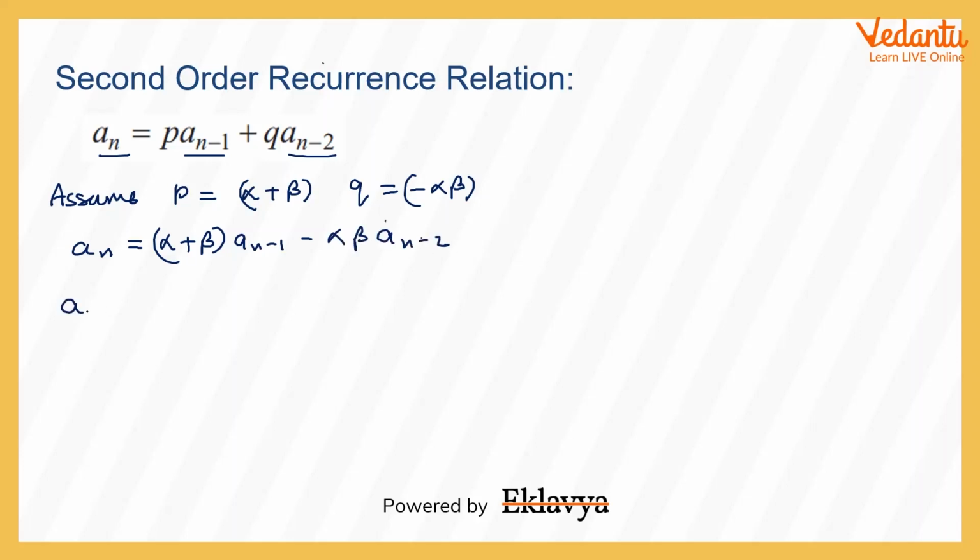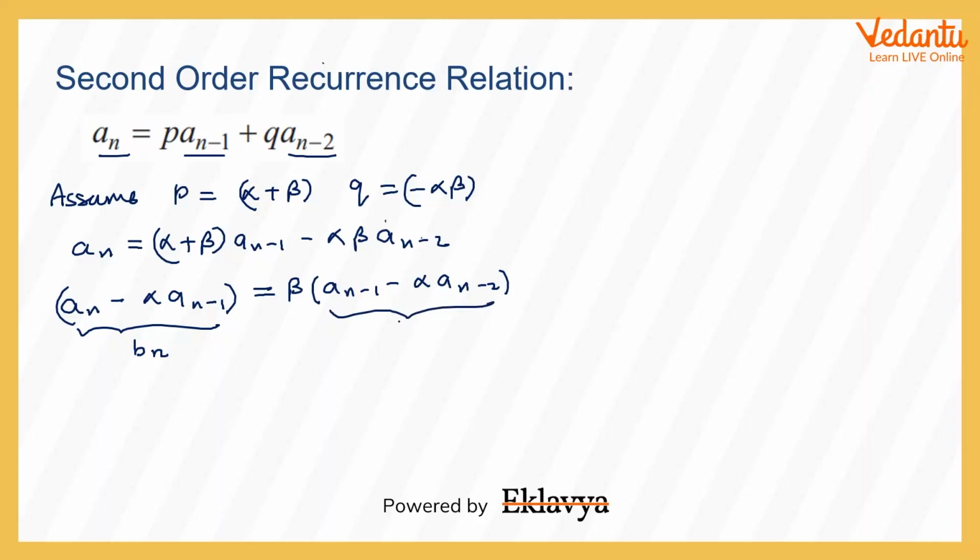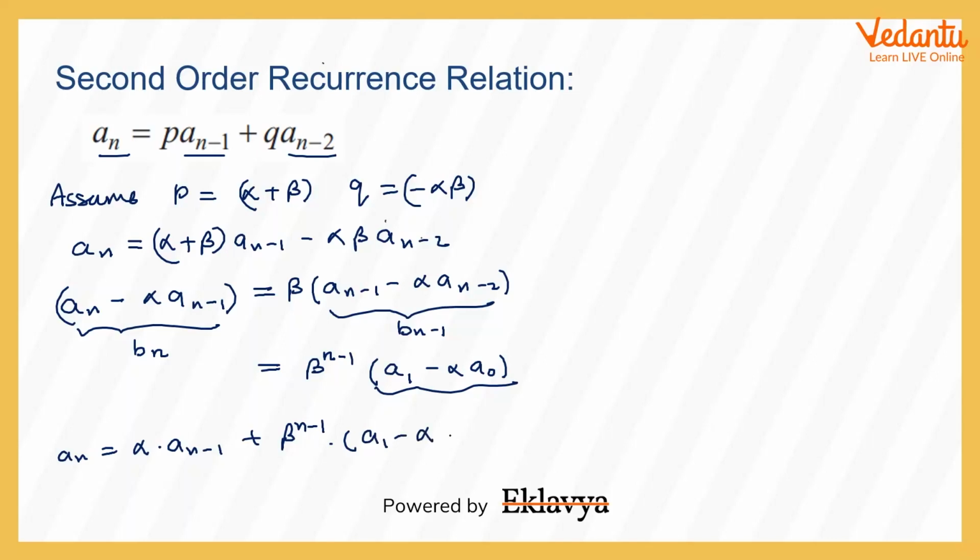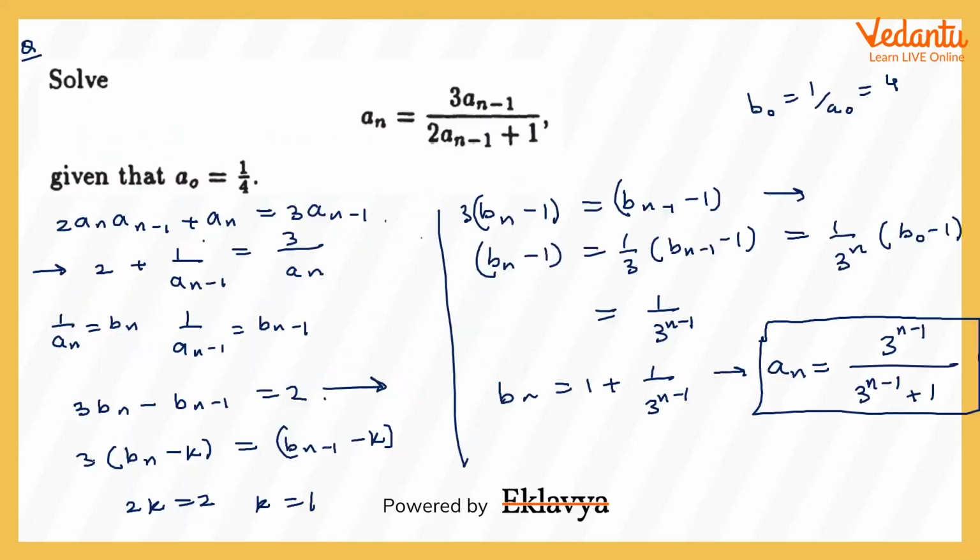Now I can write this as an minus alpha into an minus 1, and on the right hand side it will be beta common, an minus 1 minus alpha into an minus 2. Now I think you can see clearly that this expression, if I call it Bn, this will be called Bn minus 1, isn't it? Which means if we keep on doing the same thing again and again, we can write this as beta power n minus 1 into a1 minus alpha a naught. All these things are constant. So my an will become equal to alpha into an minus 1 plus beta power n minus 1 into a1 minus alpha a naught.